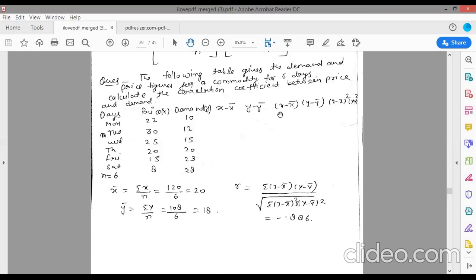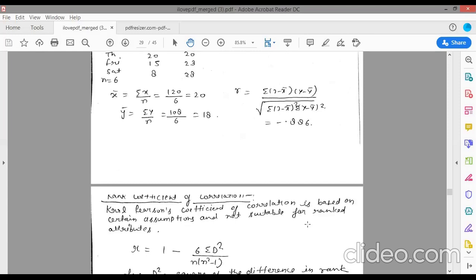Just calculate all these things here, then you will get r is equal to minus 0.886. This is your exercise. You will calculate the columns x minus x bar, y minus y bar, and x minus x bar into y minus y bar, and find the summation of these terms. So you will get r is equal to minus 0.886. And if I say find the coefficient of determination, then you will calculate your r square.